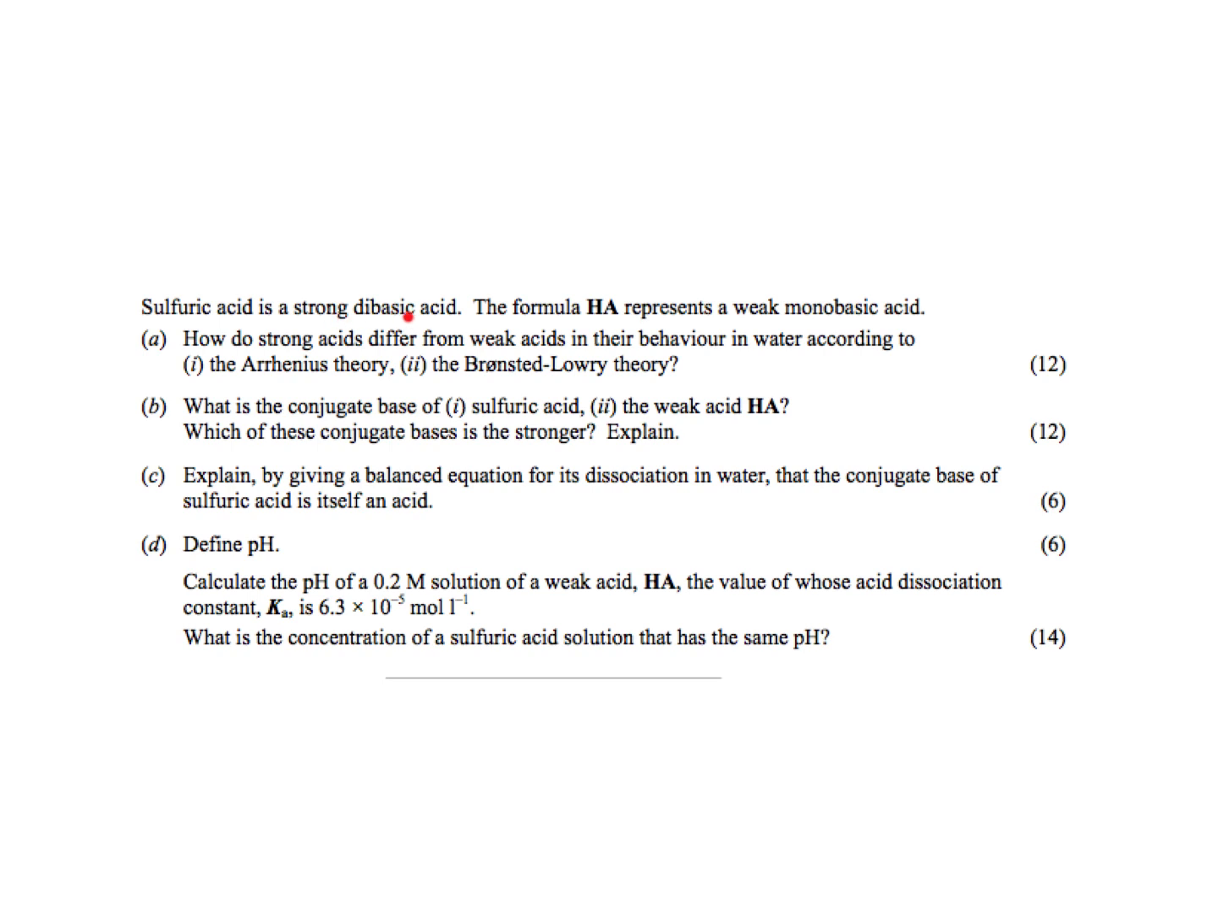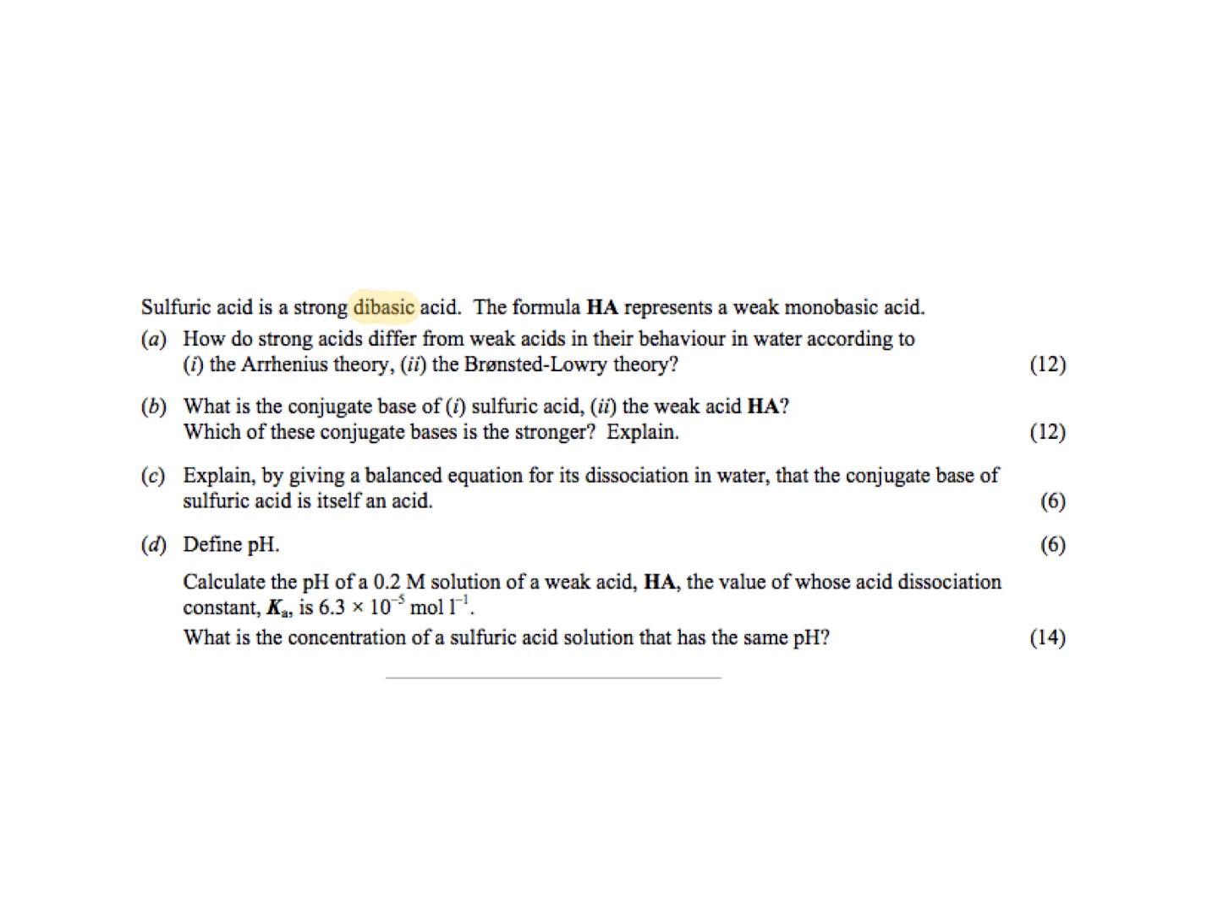So it says sulfuric acid is a strong dibasic acid. That is important that you note that. It's written in the question for a reason. So it's a dibasic acid, so your ratio there is going to be 1:2. The formula HA represents a weak monobasic acid.